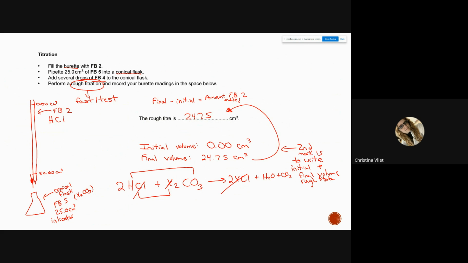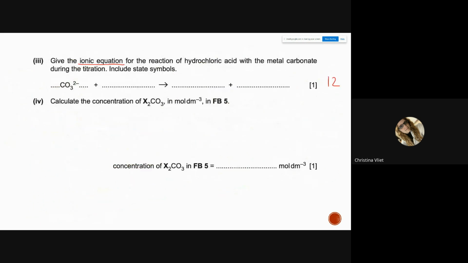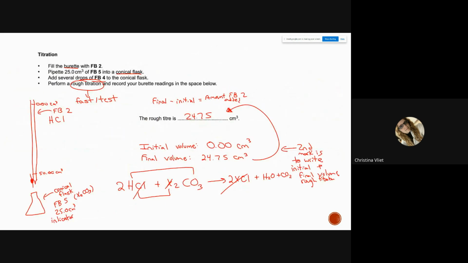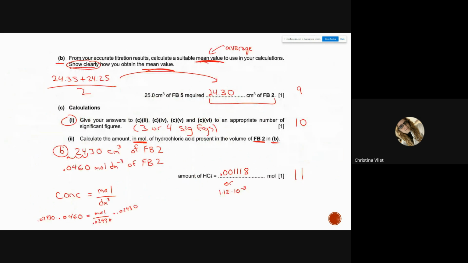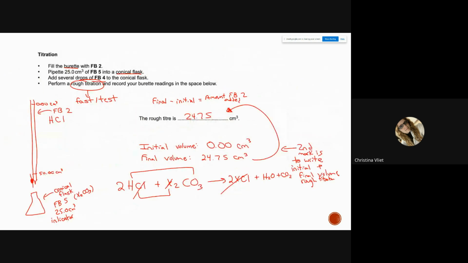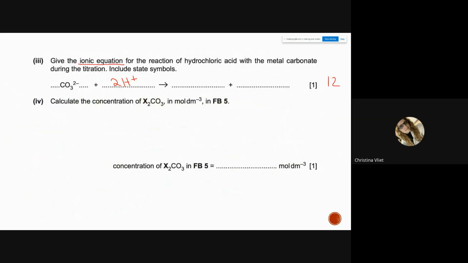So then what's left? We got the CO3 2 minus. What are we putting that with? H plus. Was there a certain amount of H plus? 2. Okay, so let's write that. 2H plus. On the other side, what wasn't the spectator? H2O and CO2. So those are the two blanks that they have. The H2O and the CO2. Do I even have a single mark? No. I do not. What am I missing? State symbols.